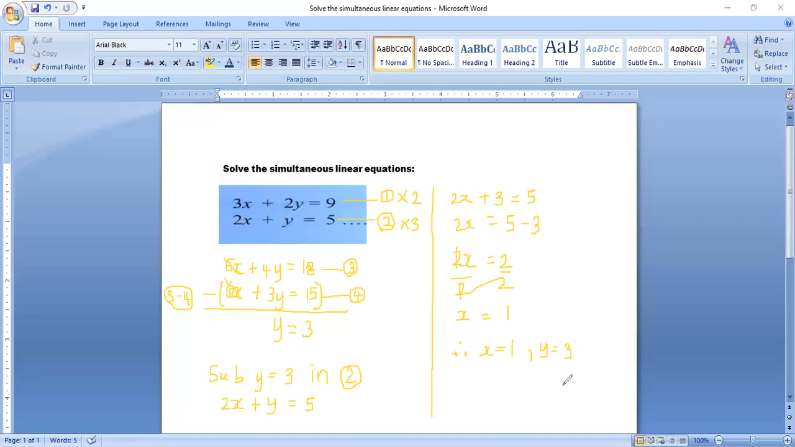All right, so remember guys, this is part 1, wherein we solve this pair of linear equations using the elimination method. In part 2, I'll be doing the same question, but with a different method. And that method is going to be the substitution method. So guys, check out part 2.